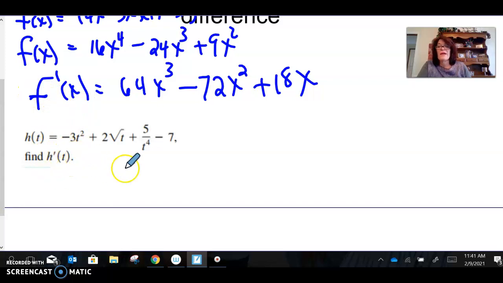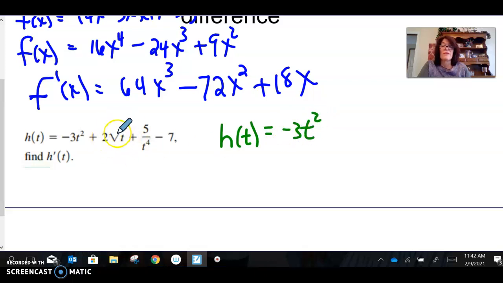The next, to find h prime of t here, again, we have to set ourselves up. Don't jump right into the derivative. Take a second, look at your function. I'm going to rewrite this. This is fine. Negative 3t squared is great.